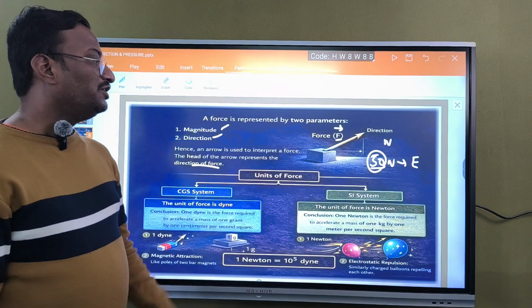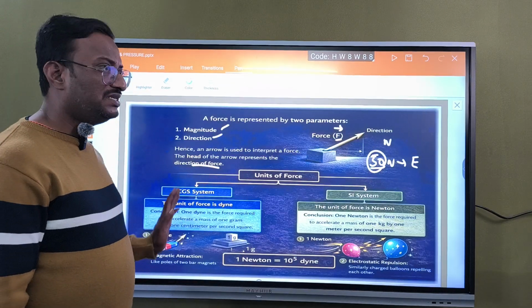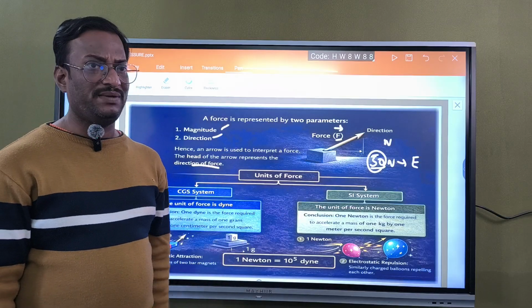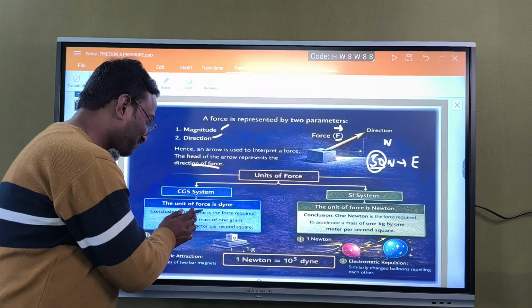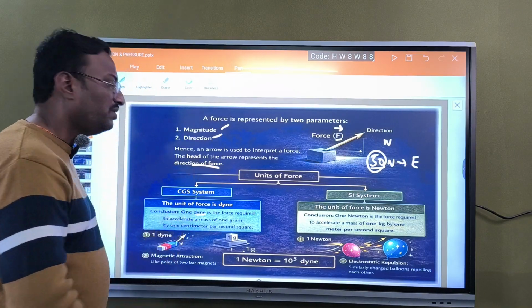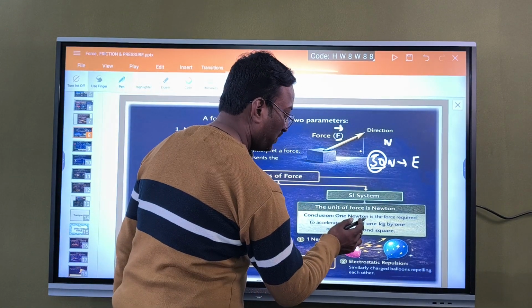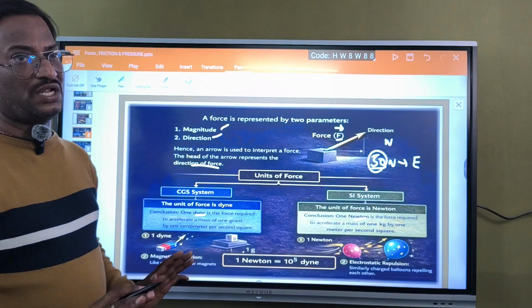Now we go for units of force. It has been divided into two systems, one is the CGS system and the other is the SI system. The SI system and MKS system are almost the same. In the CGS system, the unit of force is the dyne. What is the unit of force in the CGS system? We call it the dyne. And in the SI system, the unit of force is the Newton. So what is the difference between dyne and Newton?